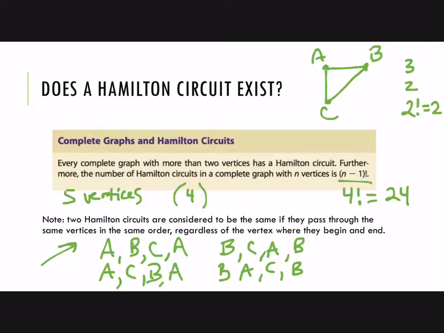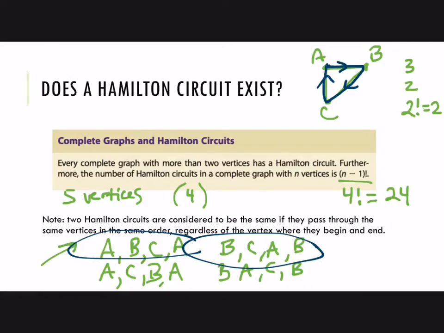So where are we getting all of these from? There should only be 2 Hamilton circuits. Well, these are actually just doubles of the ones that we already found. Notice this first one, A, B, C, A, starting at A, going to B, going to C, going to A. It makes this circuit heading in this direction. This one here is the same vertices, B, C, A, B, and it is in the same order.